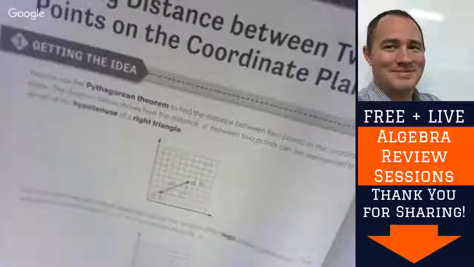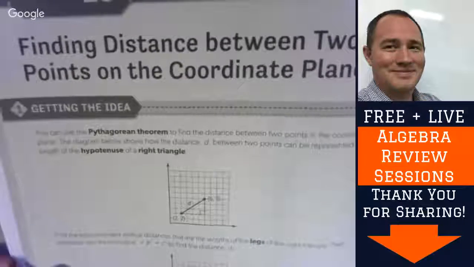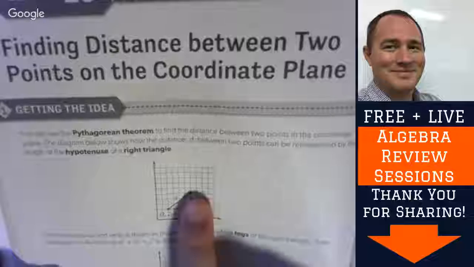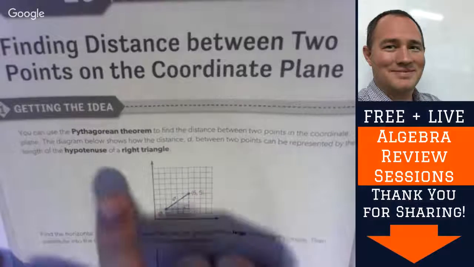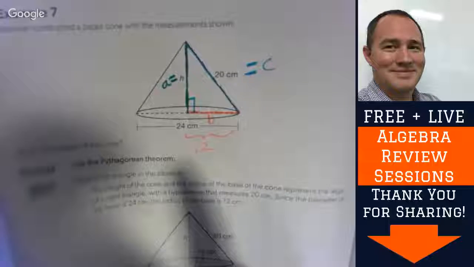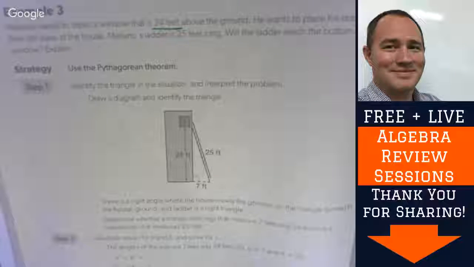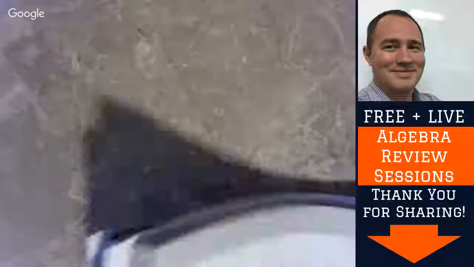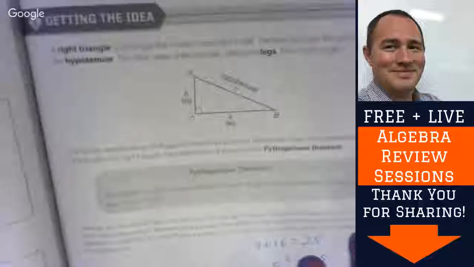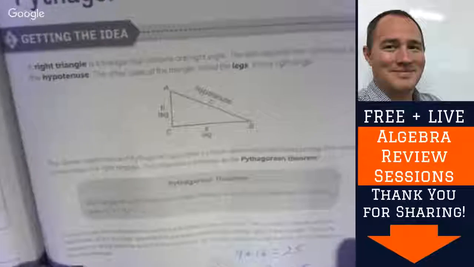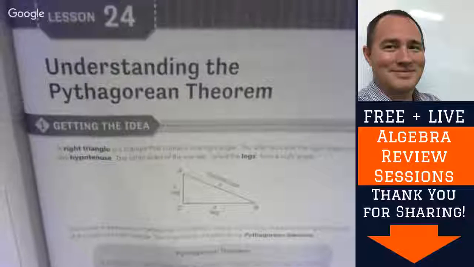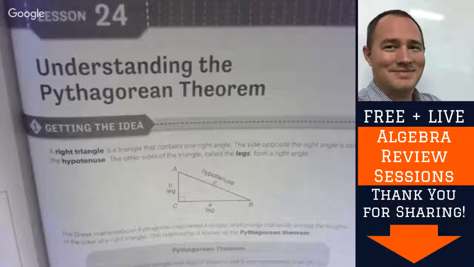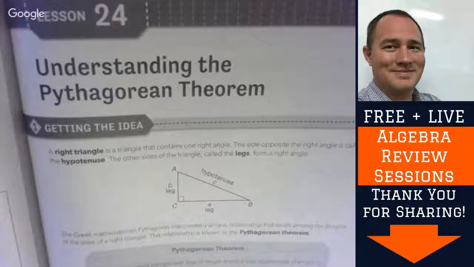Tomorrow, we're going to be going over finding distance between two points on a coordinate plane. Hey, that looks familiar. It looks like something that we just learned using the Pythagorean Theorem. That's exciting. Everything in math builds on itself. And that's why we're doing pre-algebra this summer, so we can get ready for algebra and geometry this fall. Today we just finished understanding the Pythagorean Theorem, and it looks like we finished up with any questions that were coming in.